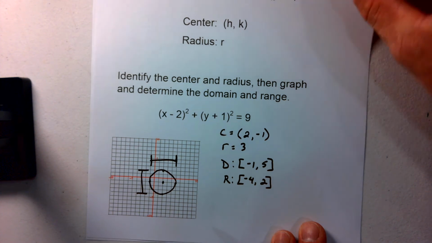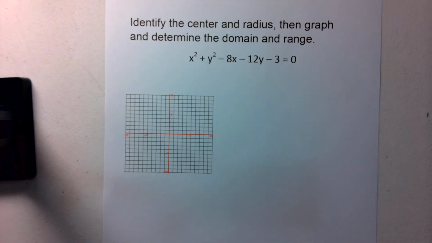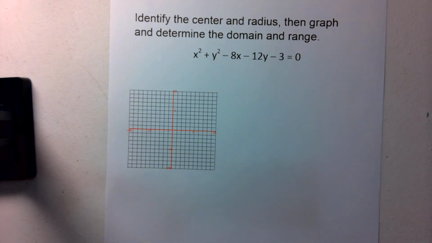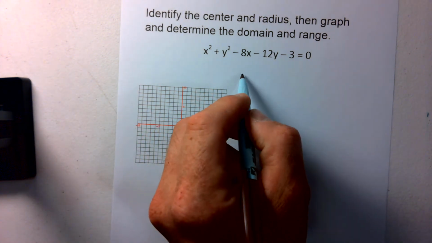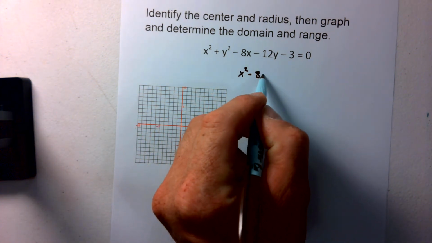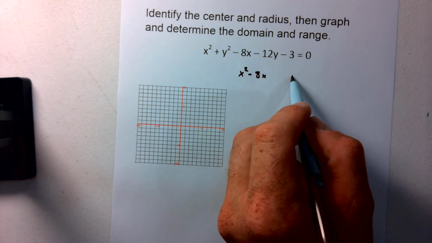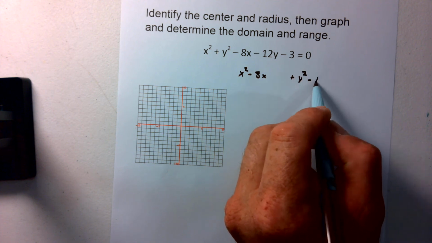Now, of course, we're going to make this a little more complicated because we're going to complete the square. Your favorite. I know it's your favorite. Can we identify the center and the radius and then graph and determine the domain and range? Well, the first thing we've got to do is get it into standard form. We're going to get our x's together and complete the square. We're going to get our y's together, so y² - 12y.